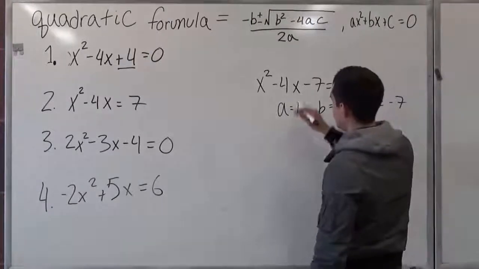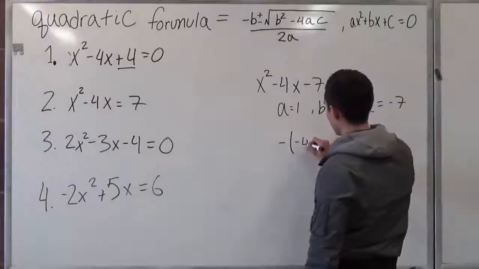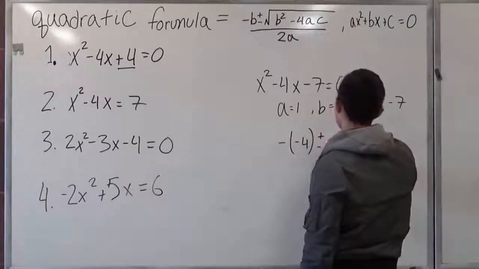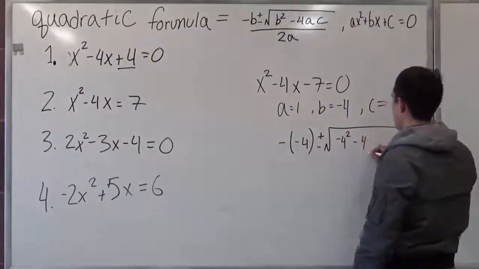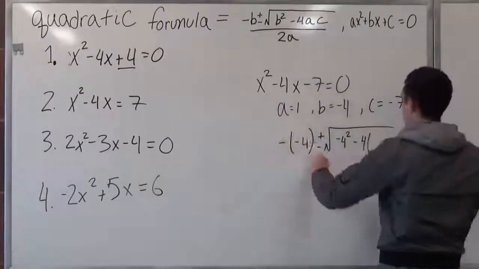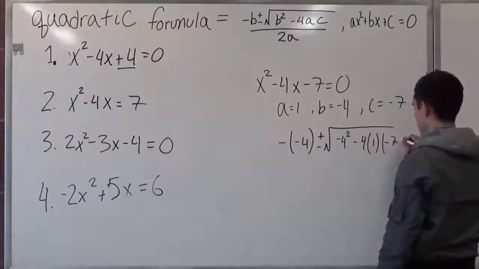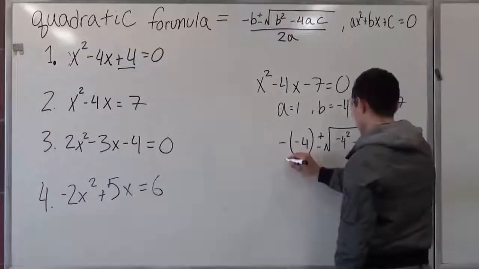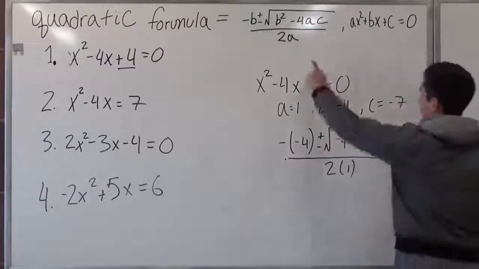So now we just have to plug it in again. So negative b, b is negative 4, plus or minus negative 4 squared minus 4 times a is 1, times c is negative 7, all over 2 times 1, because a is 1.